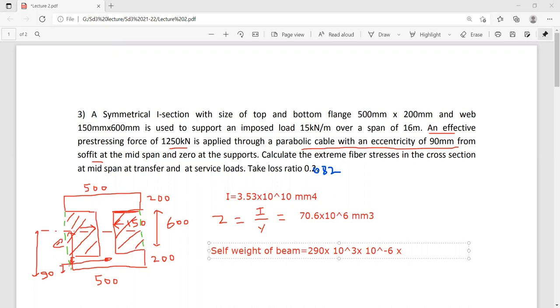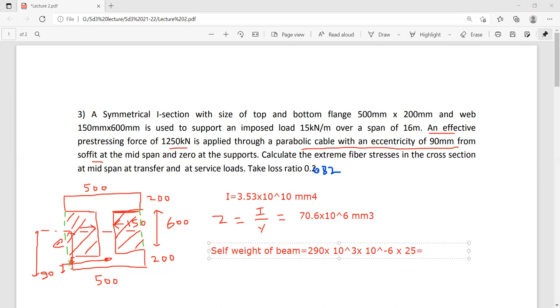Why minus 6? To convert from mm to meter, we divide by 1000. Here we do it twice because it is mm squared. Then, the unit weight of concrete is 25 kilonewton per meter cubed. So we will get the self weight of the beam.